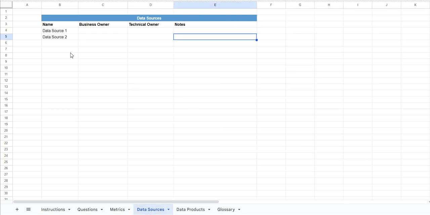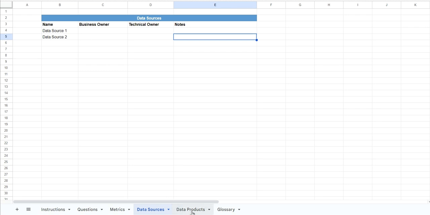Data sources, again, this is usually an easy list. Business owners of systems understand what data is there and that the data is in there that can answer the questions that they have. So just listing them here, listing who the business owner is, the technical owner if there's a technical contact for that system, and any notes that describe why the data source is going to be important for analytics.